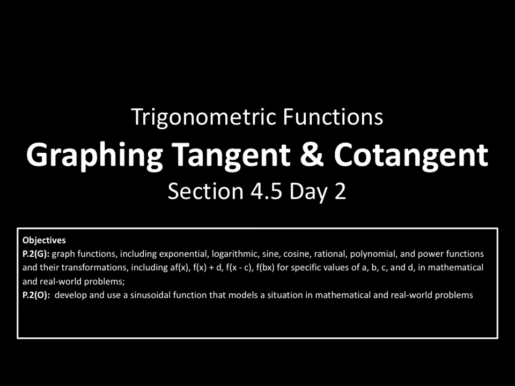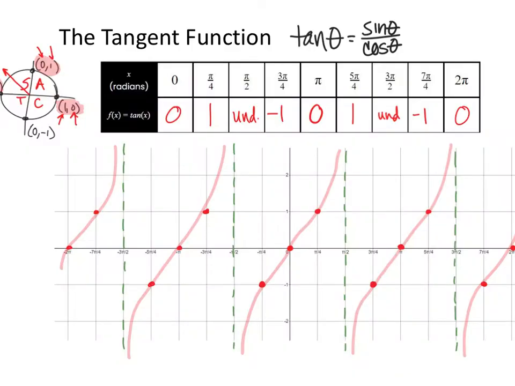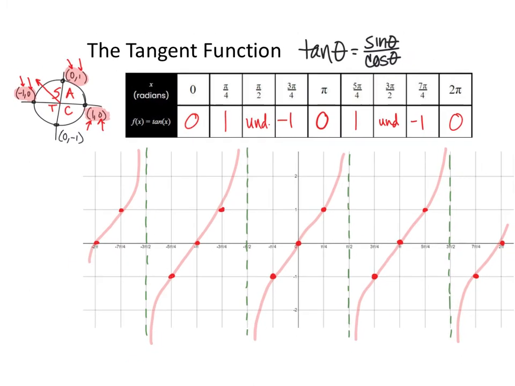Here's a quick little walkthrough of graphing tangent and cotangent, so section 4.5, day 2. If we make a table for the tangent function, first of all, we remember that tangent is sine over cosine. And so we can take some of the ideas of the unit circle, which you can see here on the side, as well as some of the values for tangent that we know off of quadrant 1 or reference angles, so like the hand trick to fill out the table.